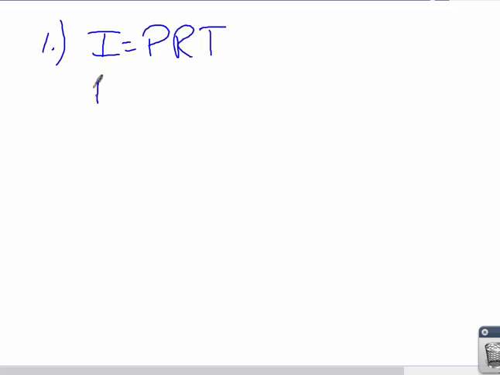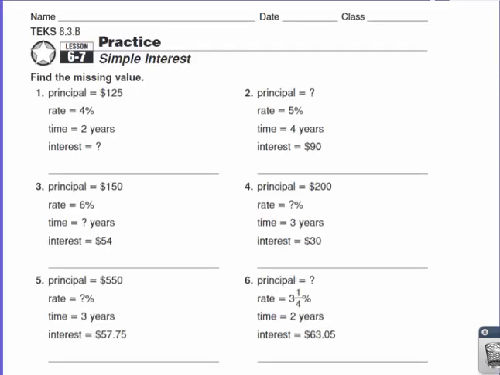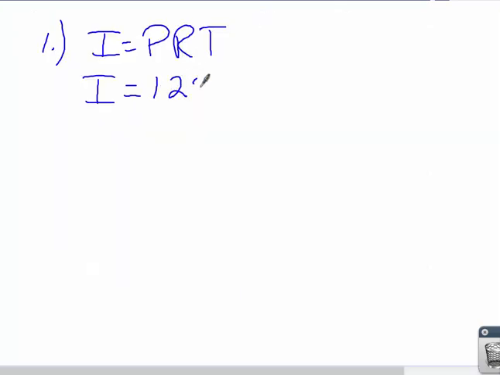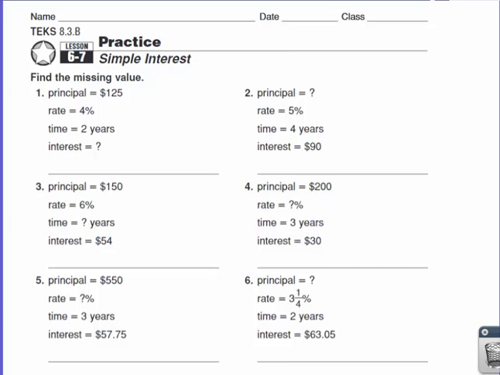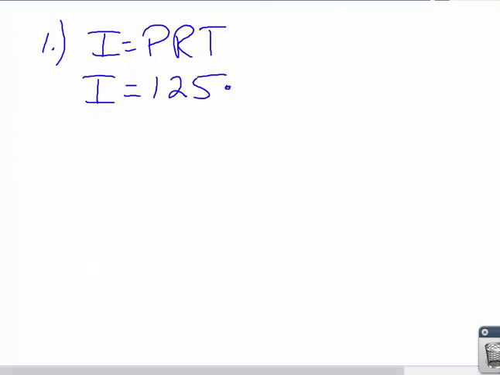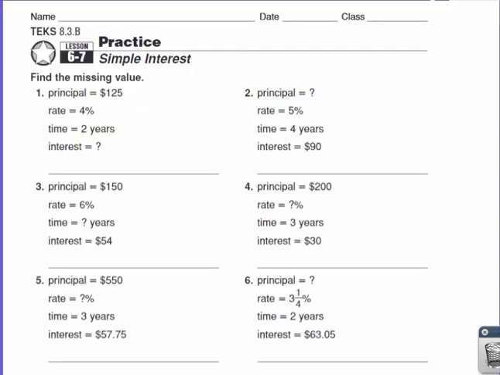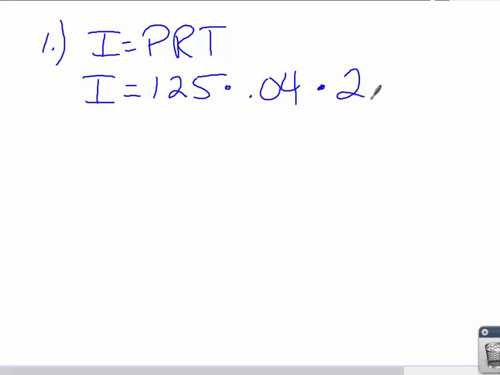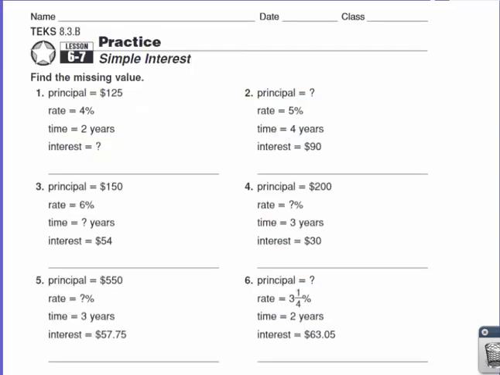Now since I'm looking for interest, you leave I alone. So I equals, our principal is $125, so $125 times, our interest rate is 4%, so 0.04 times, and our time is 2 years, times 2. So interest equals, and then we go to our calculator and type that out: 125 times 0.04 times 2. Now our interest is always going to be in the form of money, so make sure you put a label on it. That's what I'd like for you to do on each one of these.